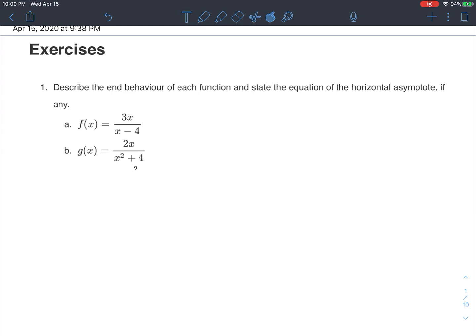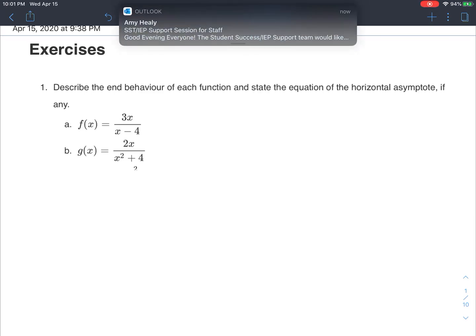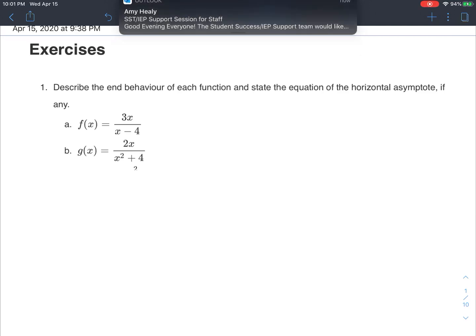So it looks like a few people wanted me to do number 1 part B. Here's 1B. Describe the end behavior of each function and state the equation of the horizontal asymptote, if any.